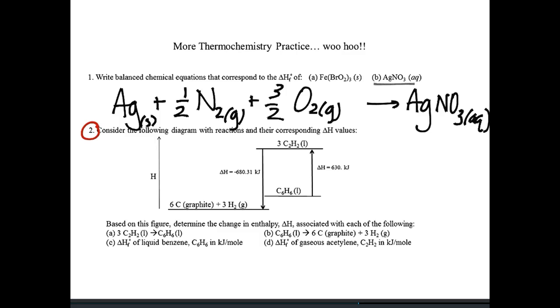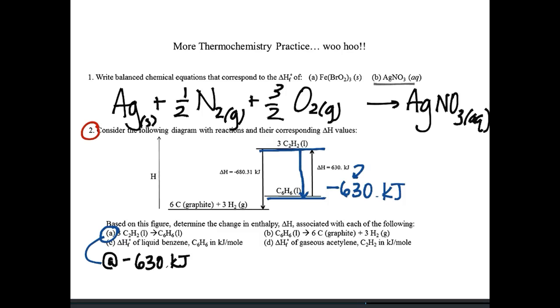So part A, based on this figure, we're going to determine the change in enthalpy associated with 3 acetylenes going to 1 benzene. So what you see there is 1 benzene going to 3 acetylenes, and that has a delta H of positive 630 kilojoules. But what we want is the opposite reaction going in the opposite direction. So that's going to reverse that arrow, and it's going to reverse the sign. So it's going to be negative 630 kilojoules.